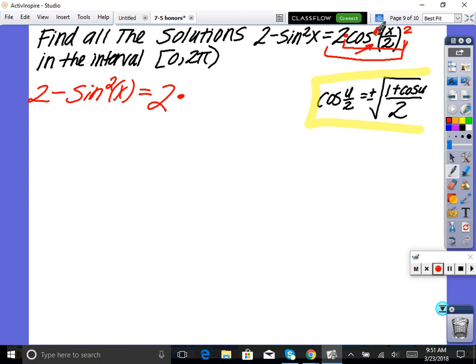So what is cosine of u over 2, or x over 2? This, true?